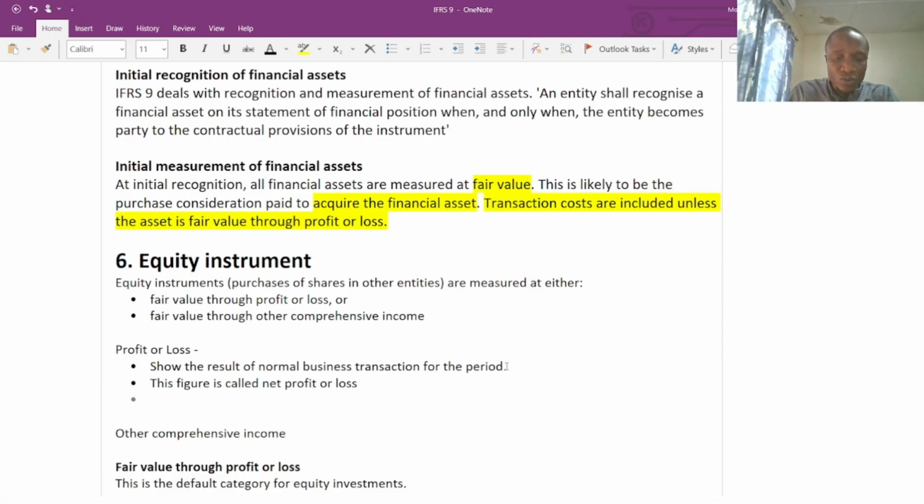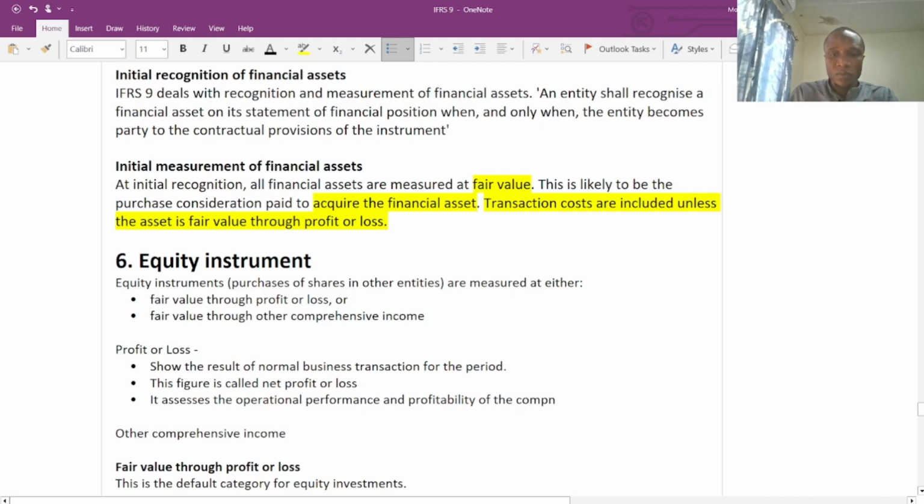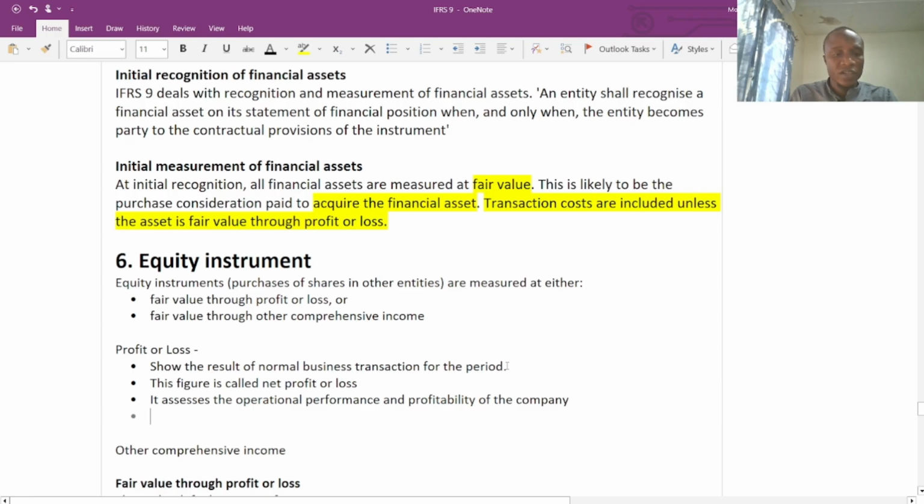So now we are going to look at the operational performance and profitability of the company. Very important point. Now let's look at other comprehensive income.